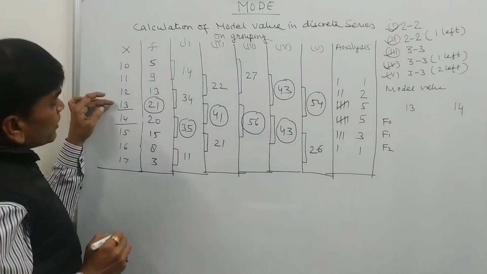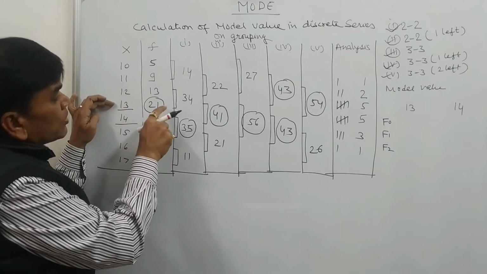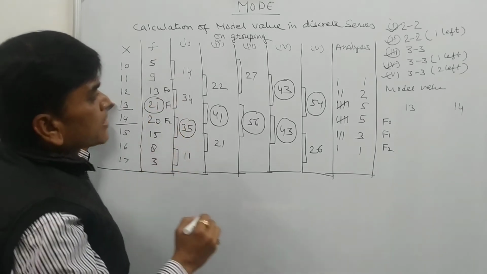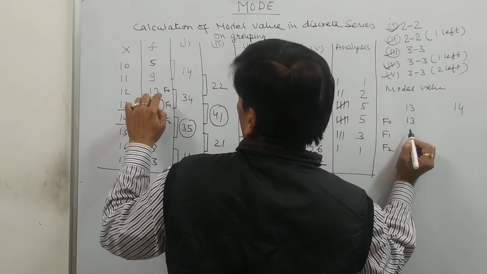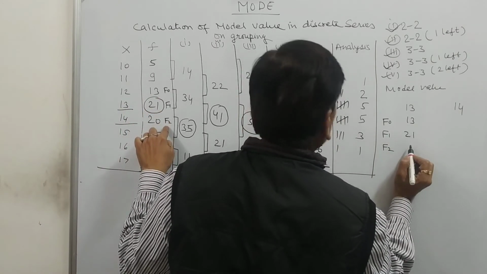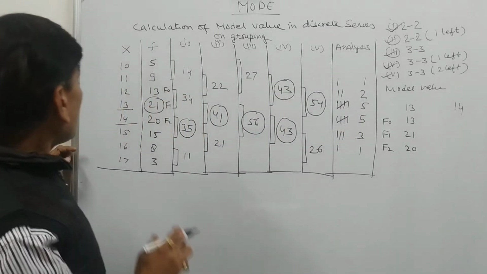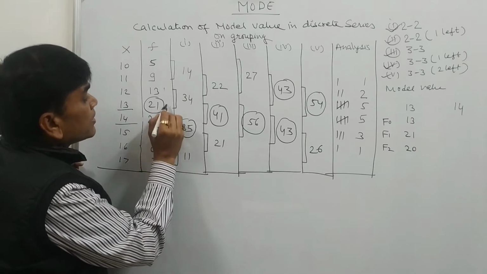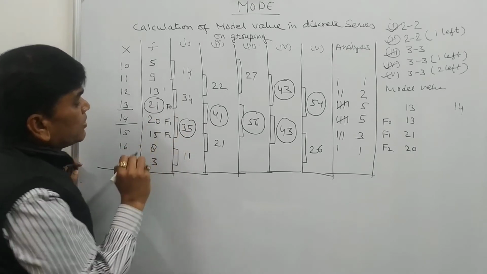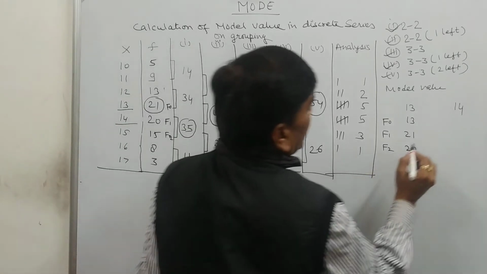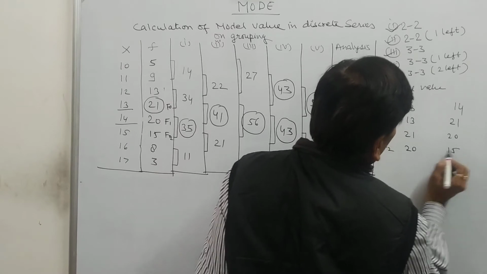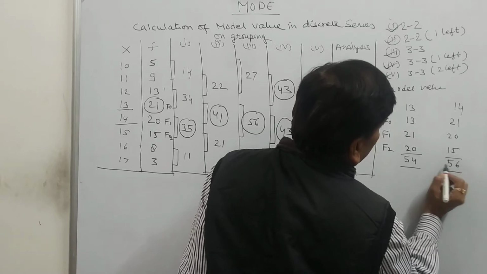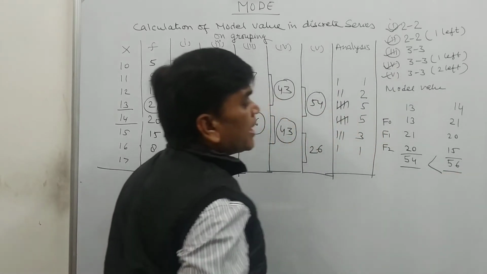It means when we suppose 13 is our modal group, our frequency F1 will be this, F0 will be this and F2 will be this. So there will be 13, F0, 21 and 20. If our modal group is 14, then 20 will be our F1, this will be our F0, this will be our F2. So in this condition, 21, 20 and 15, we will add them. The addition of this is 54, the addition of this is 56. 56 is higher than 54.